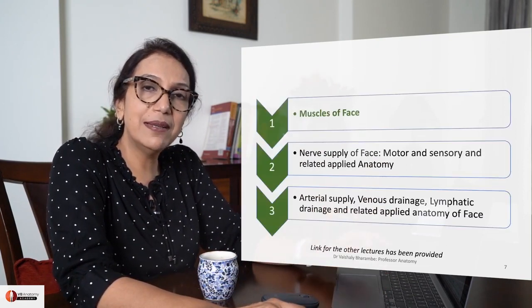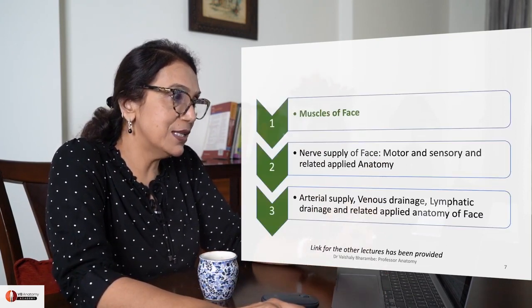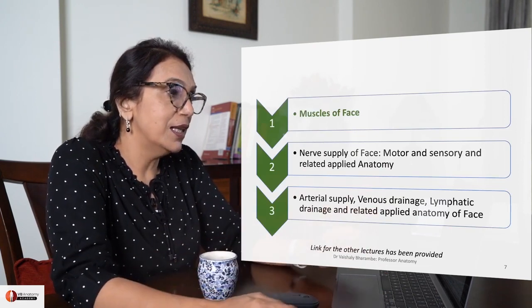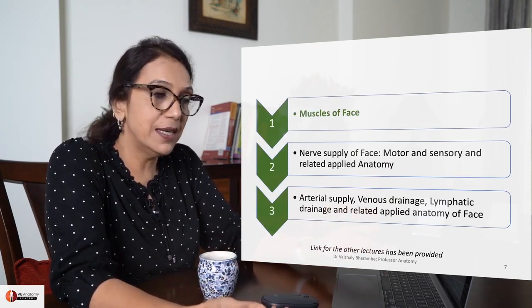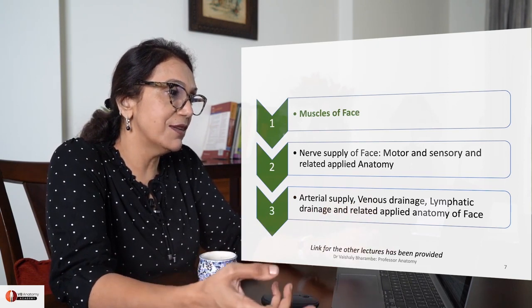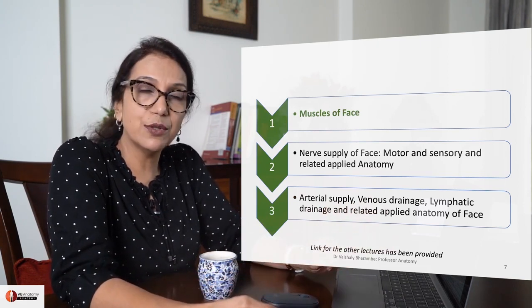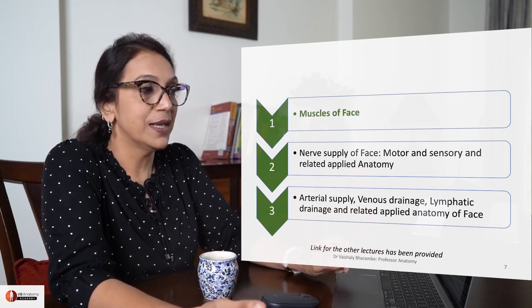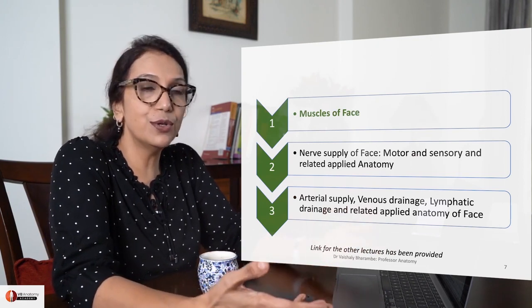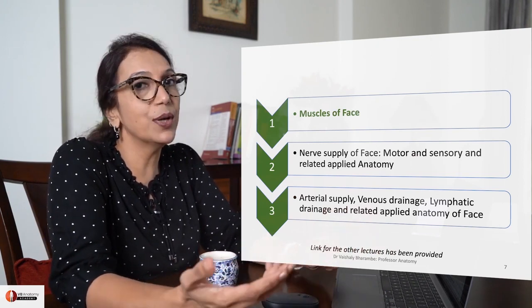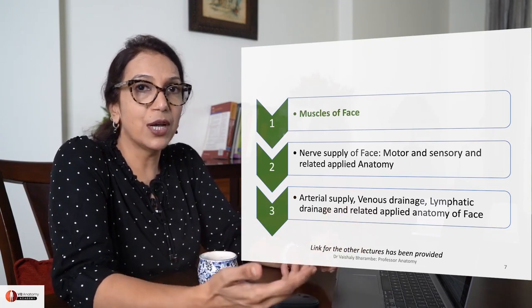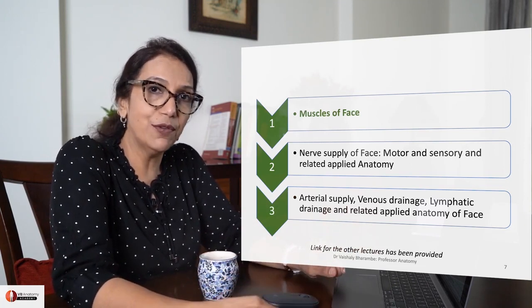Right. So these are my 3 lectures on face. Muscles of face, which is today. Nerve supply of face, which is another lecture, and arterial, venous, lymphatic drainage and applied anatomy of face, which is another lecture. The links for these 2 lectures are also given in the section and you can go and also check out those lectures and see if you can learn from them.